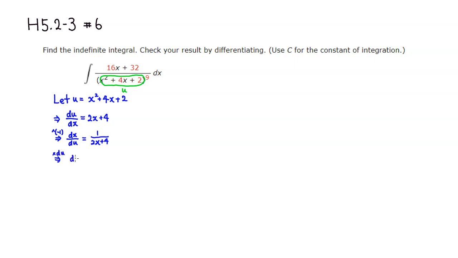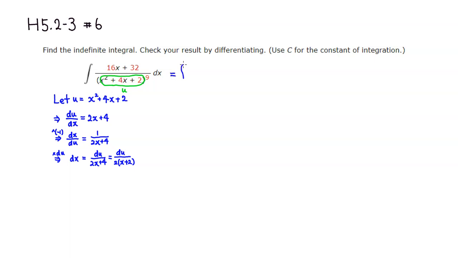So we get dx is all by itself is du over 2x plus 4. All right, if you want, since both are even numbers, we can actually pull out 2. So you have a du over 2 times x plus 2. All right, we have that.